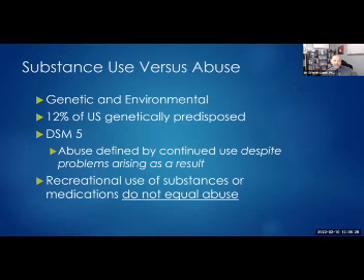So when we look at the DSM-5, what we're actually looking at is what the definition of substance abuse is. So substance abuse is defined by continued use, and here's the big caveat, despite problems arising as a result. If we have someone who's using substances and isn't having any consequences from that, it does not meet the DSM-5 criteria for abuse. It might meet for intoxication, it might meet for some of the other diagnostics that we have available, but it does not meet as abuse.